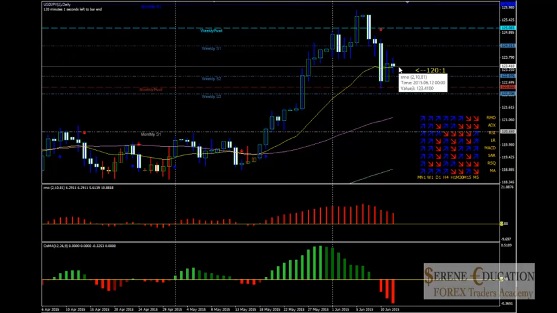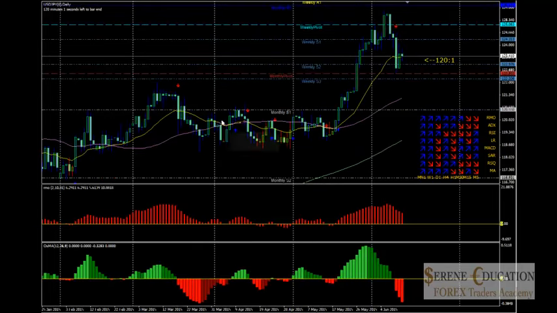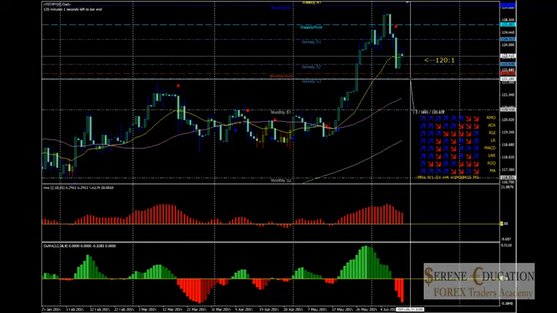Fail to do so, and we see prices this week breaking the monthly pivot, then we could see a greater pullback, and that greater pullback could take us back towards this monthly S1 level here to the downside, which is in excess of 165 pips.